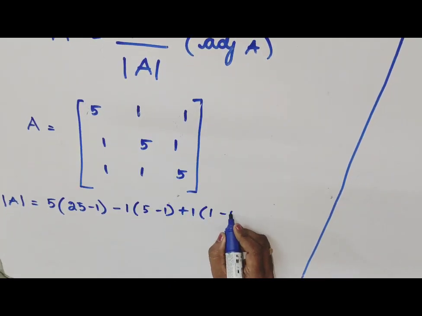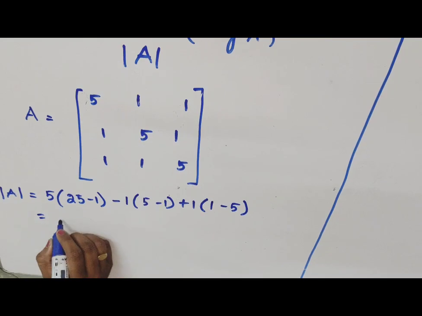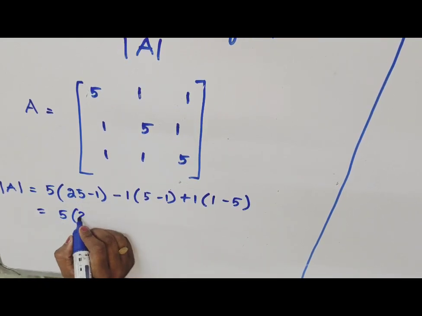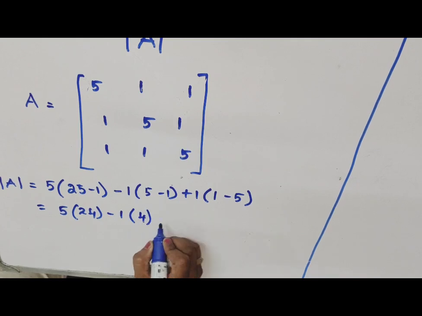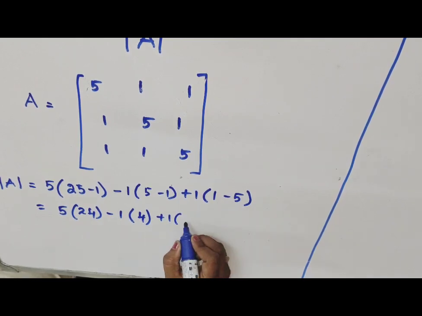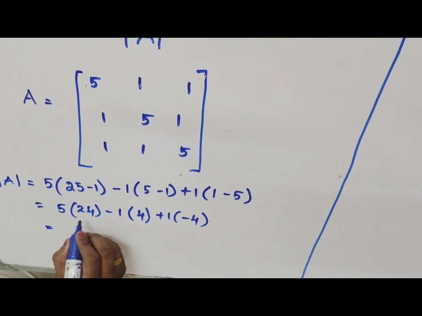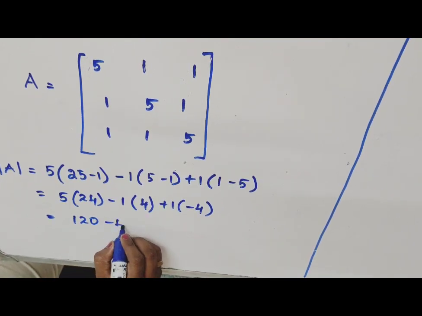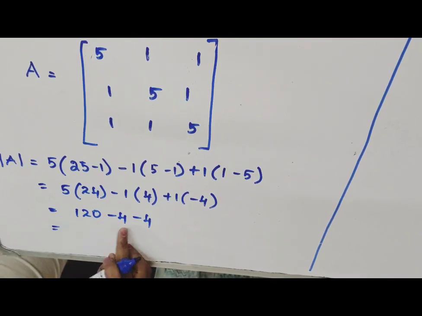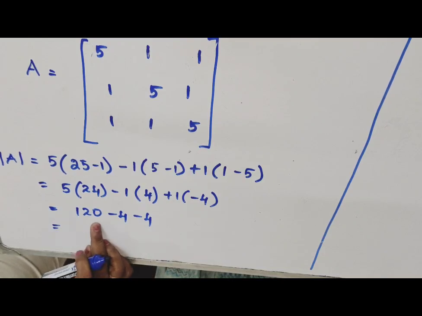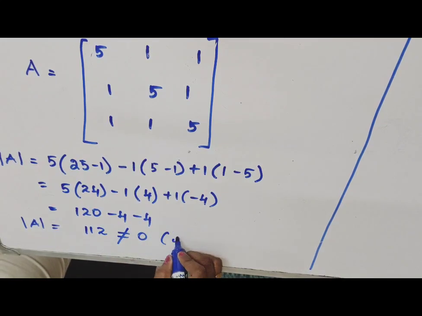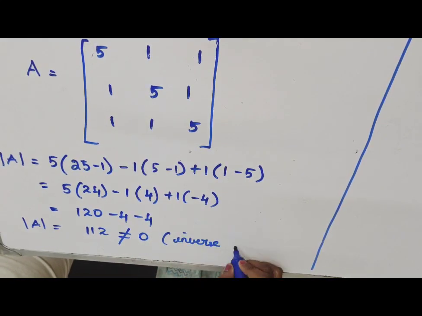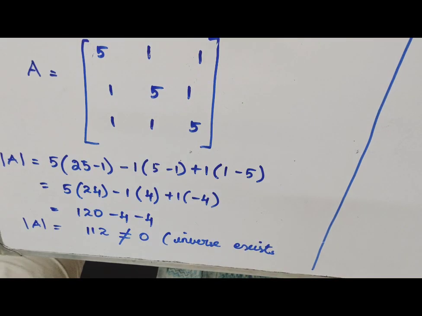1 minus 5. We will simplify: 5 into 25 minus 1 is 24. Minus 1 into 5 minus 1 is 4. Plus 1 into 1 minus 5 is minus 4. 24 into 5 is 120. Minus 4, minus 4 is minus 8. 120 minus 8 is 112. Obviously, this determinant value of A, 112, is not equal to 0. Therefore, the inverse exists.